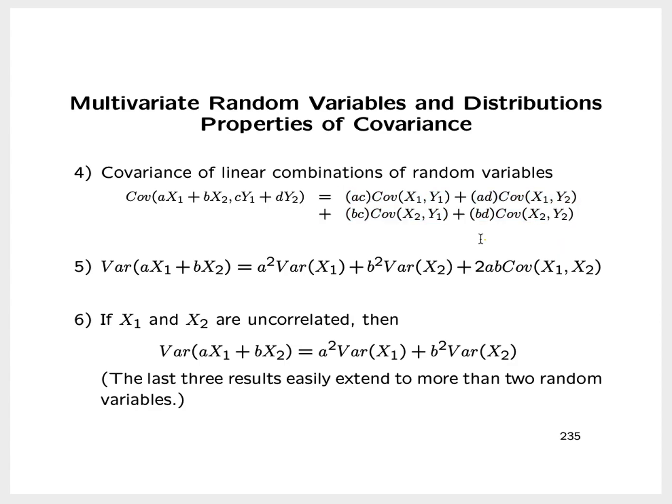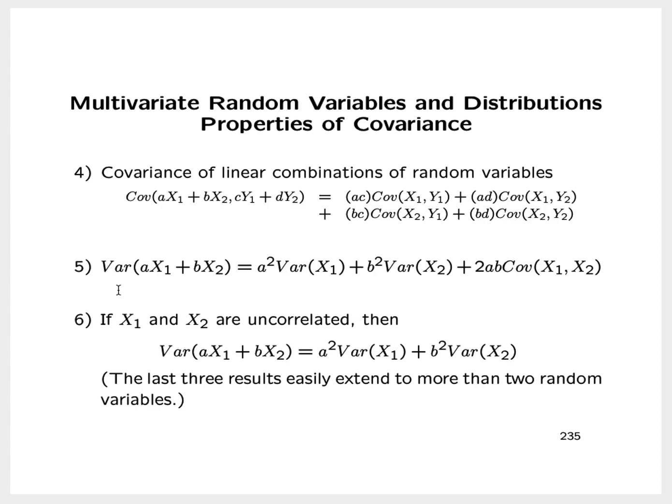And this is very useful. a times c times the covariance of x1 and y1, plus a times d times the covariance of x1 and y2, plus b times c times the covariance of x2 and y1, plus b times d times the covariance of x2 and y2.